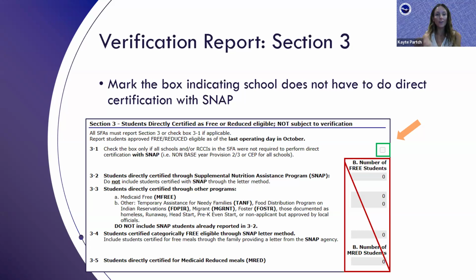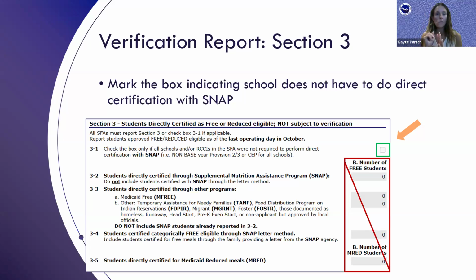I'm looking at Sheila at Kearney, and they have a mixture. So a district like Kearney, where you've got some CEP buildings and some traditional pricing buildings, you're definitely doing direct certification, especially for those students in the pricing buildings. You're not going to mark this box because you are doing direct certification.